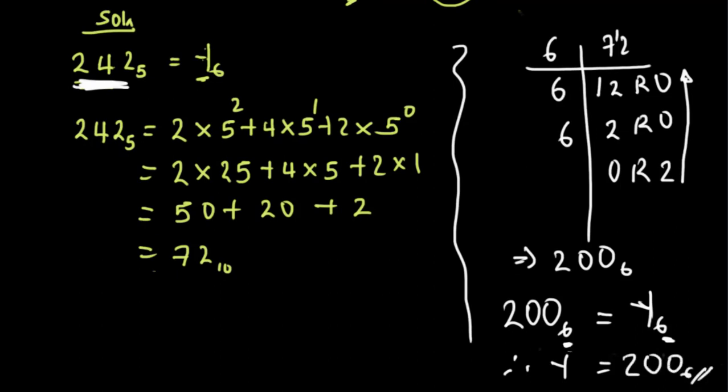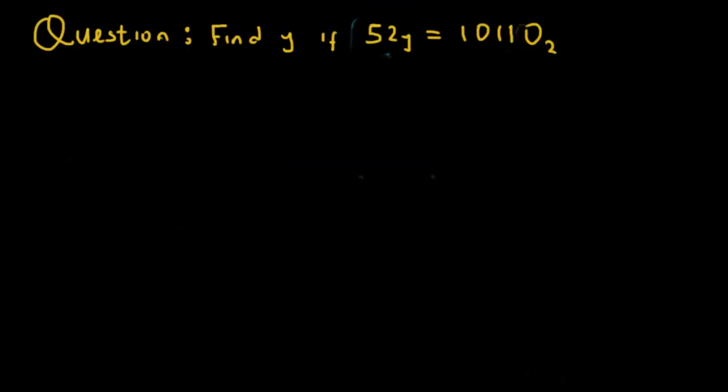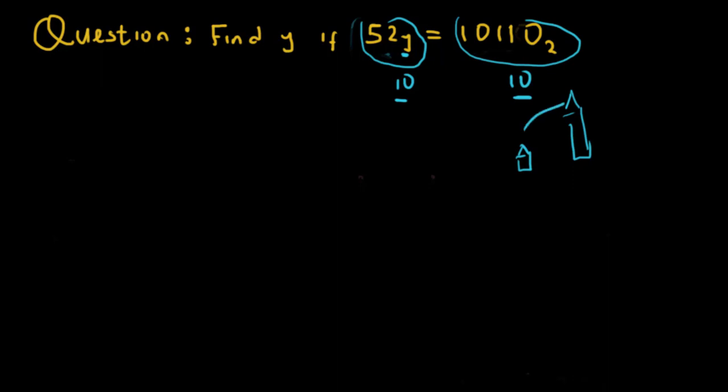200 base 6. Let's take another example. We have this question: find y if 52 in base y equals 10110 in base 2. In this case, we have the unknown as the base. Whenever you have the unknown as the base, what you need to do is convert both sides to base 10. Remember, for you to solve the unknown, both sides of the equation must be in the same base. So anytime you have the unknown as the base, you convert both sides to base 10. And remember, if you are converting from any other base to base 10, it's like a promotion, so you multiply. So can we solve this?